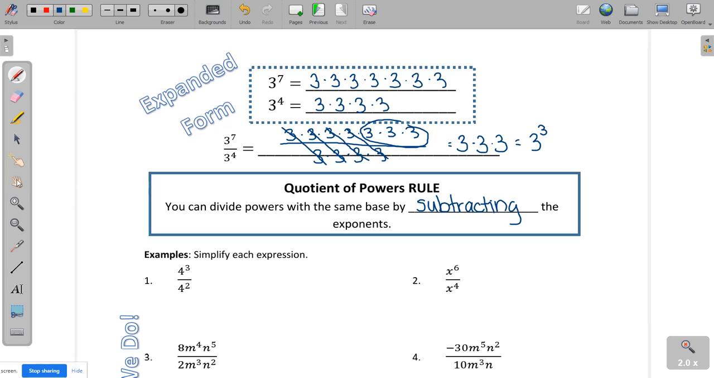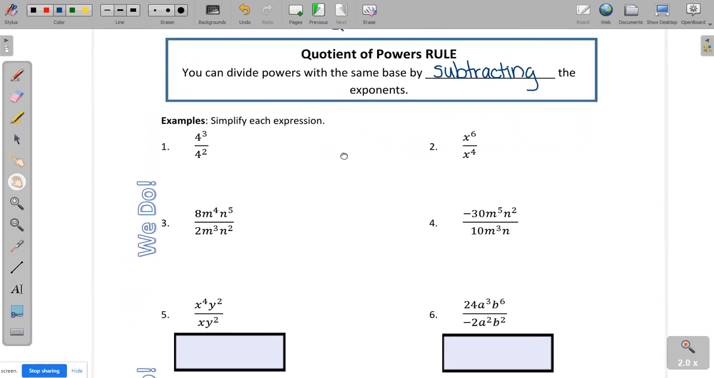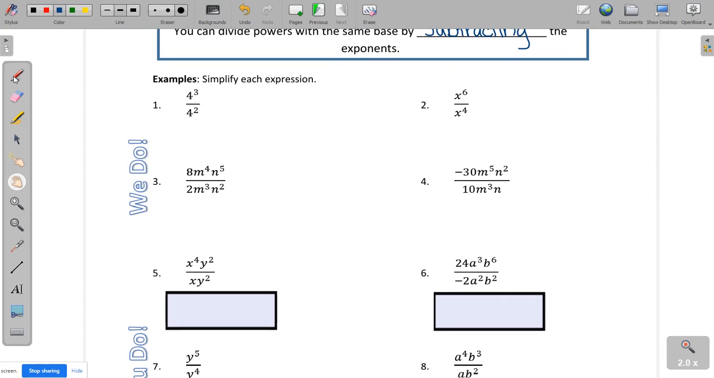So let's look at some examples. We have 4 to the third divided by 4 squared. Keep the base and subtract the exponents. So we get 4 to the first. And 4 to the first is just 4. Number 2, we have x to the 6th divided by x to the 4th. We keep our base of x, subtract 6 minus 4 is 2.